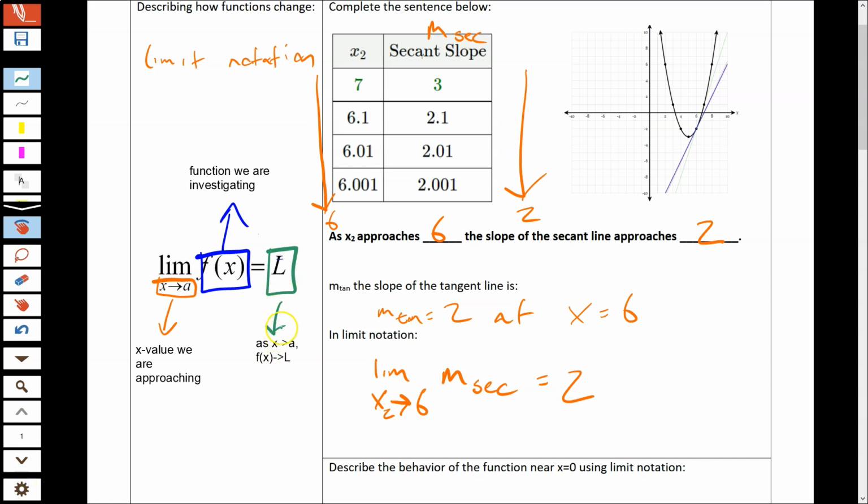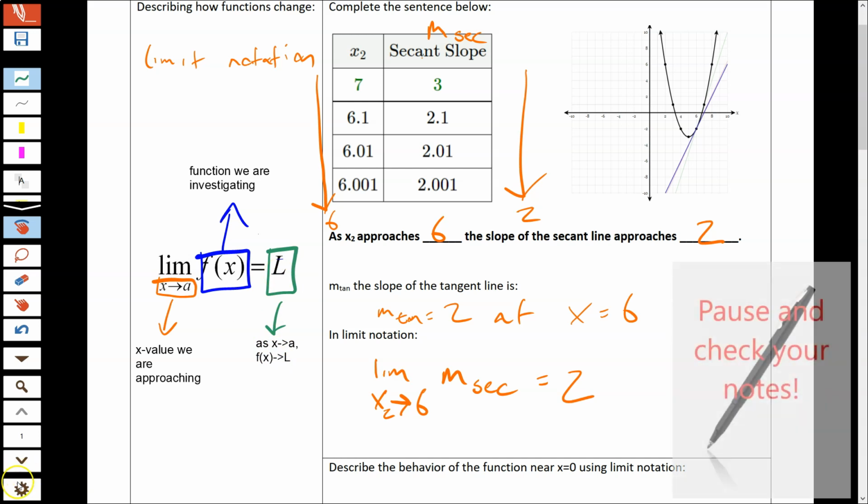So this says that as x approaches a, so x gets close to a certain value, f of x, the function itself, the y value, approaches L. So L is like the result or the answer. Make sure you have that down in your notes. Now is a good time to pause and make sure you've captured all this before we move on.